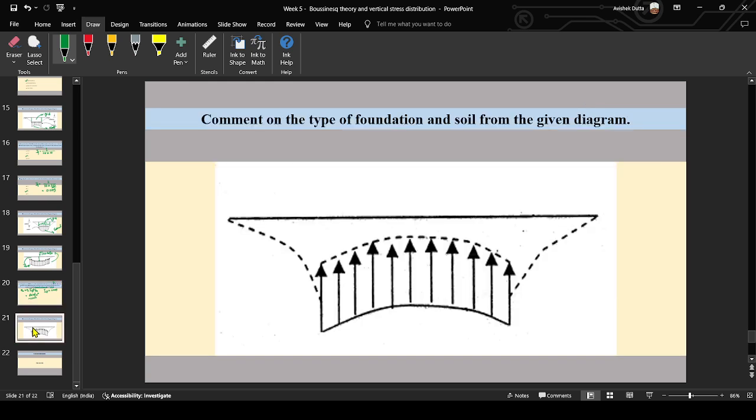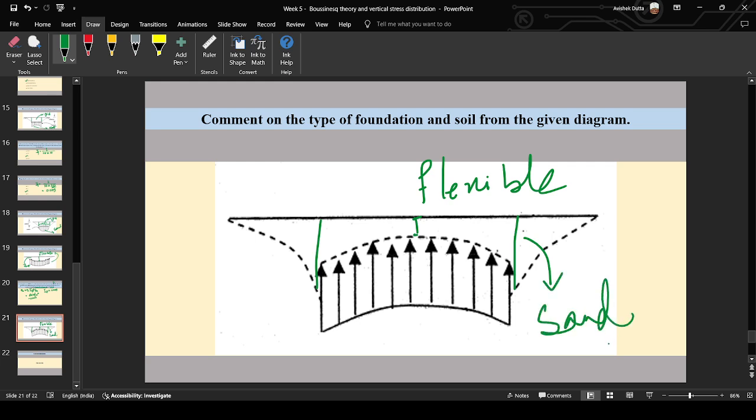The last question. Comment on the type of foundation and soil. Here also we can see that the pressure distribution is uniform or constant and the settlement is variable. Again, it is a flexible footing. Uniform contact pressure, it is a flexible footing. Now, here we can see that the settlement is minimum at the center and maximum at the edges of the pressure distribution. So this kind of soil is generally cohesionless soils, or I can say it is a sandy soil.